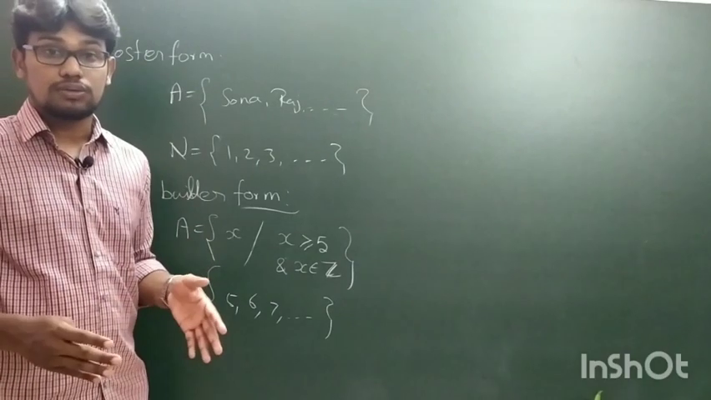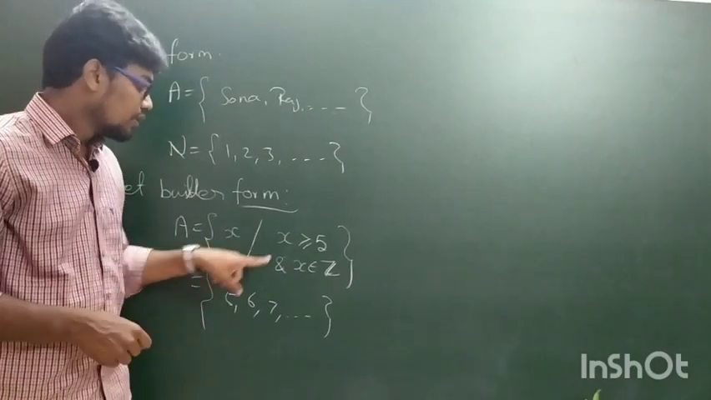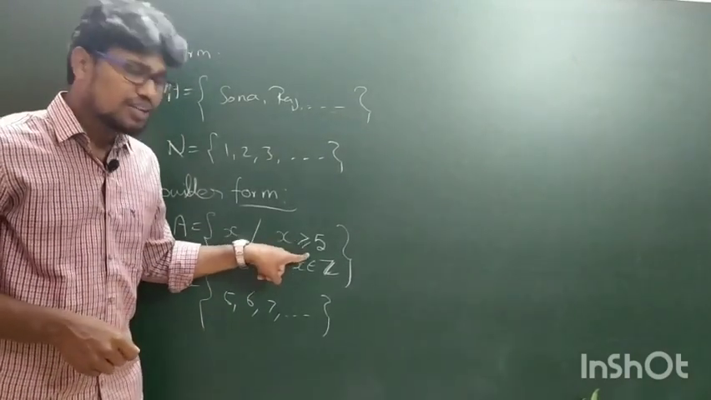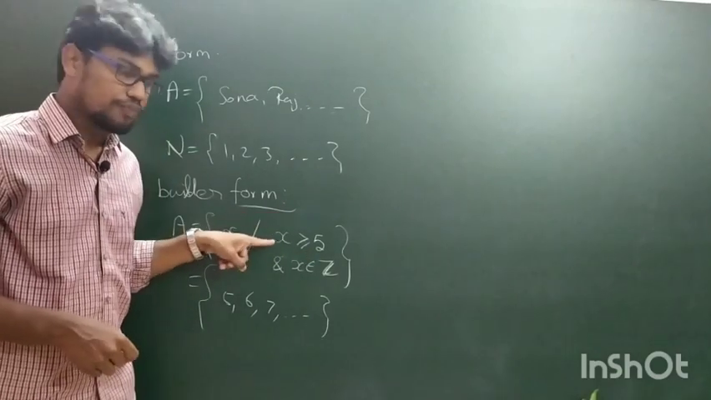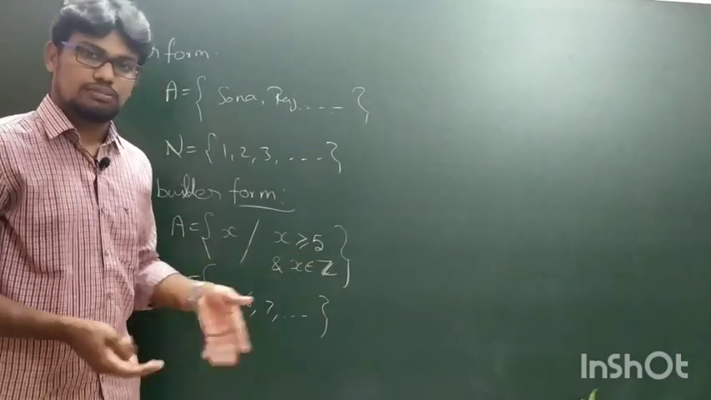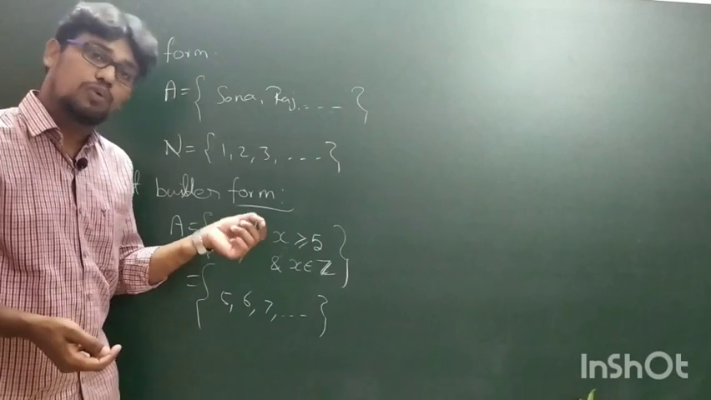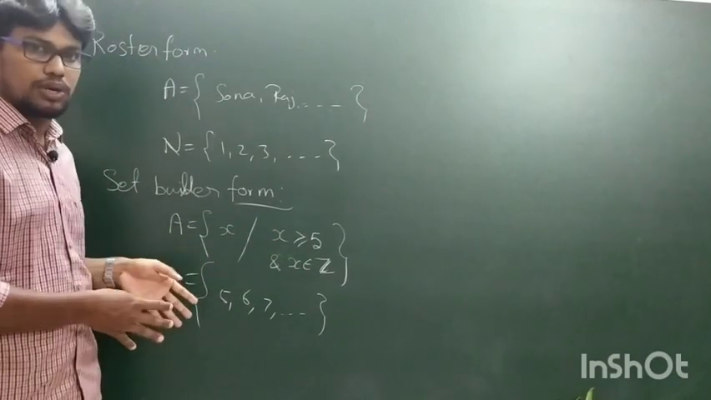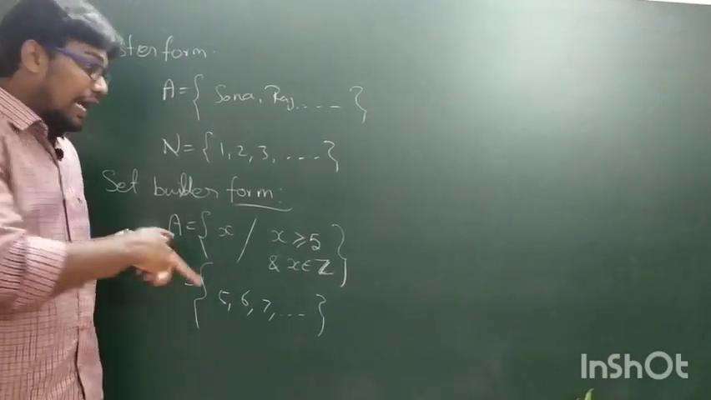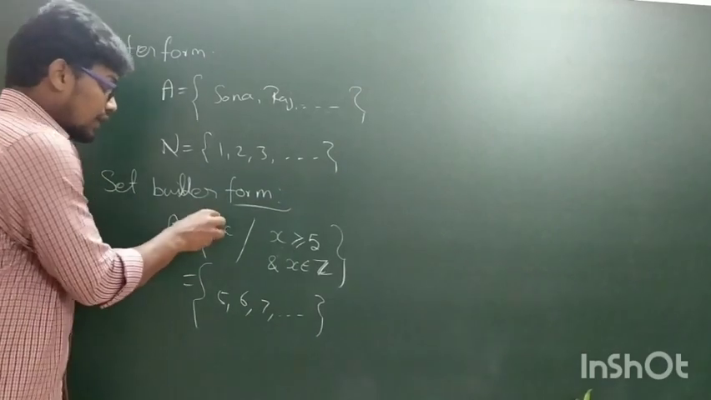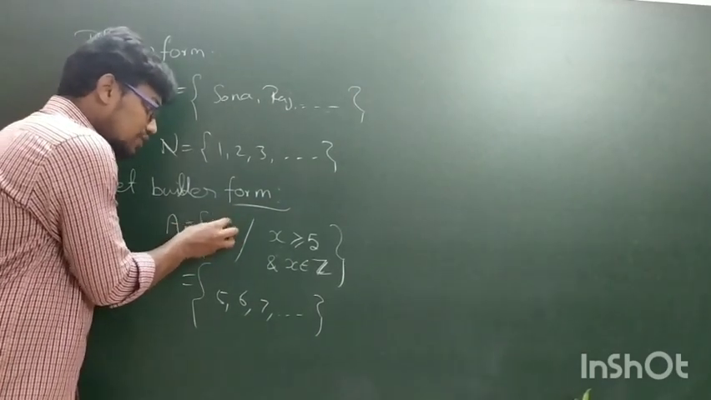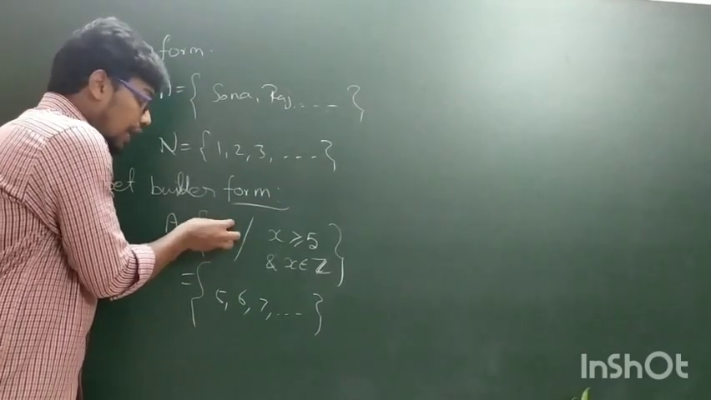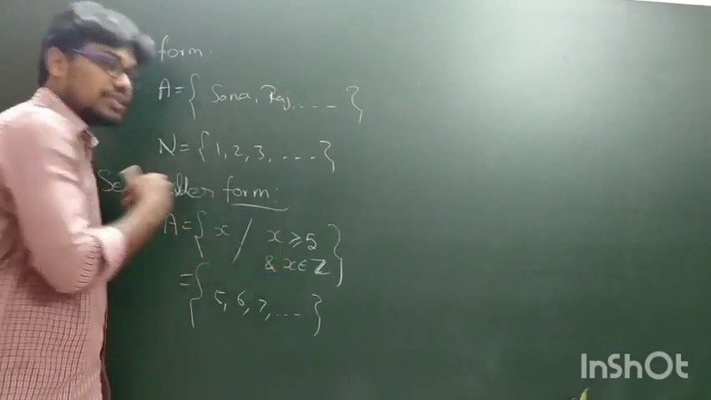Whether -2 belongs to this set or not, let us check. -2 is not greater than or equal to 5. It fails. -2 is not an integer either. Even if it fails to hold any one condition, that element will not belong to this set, right? Another way of looking at it: all the elements inside here actually satisfy these conditions.